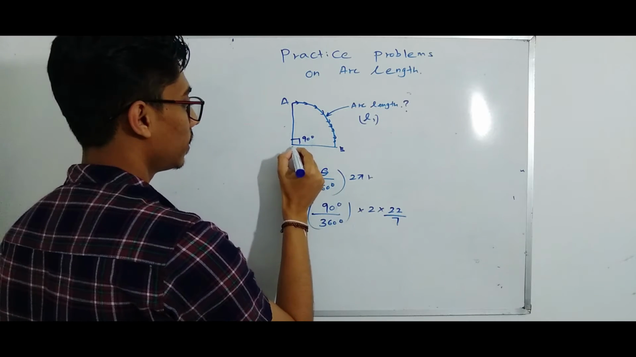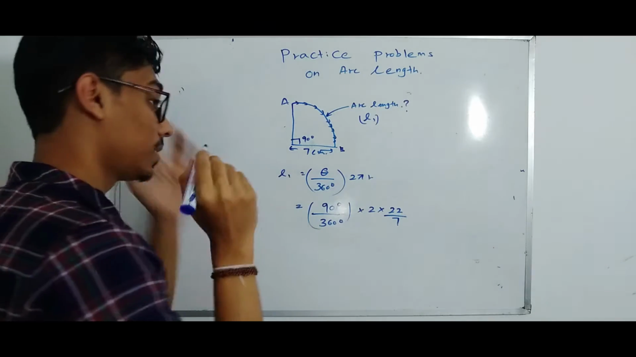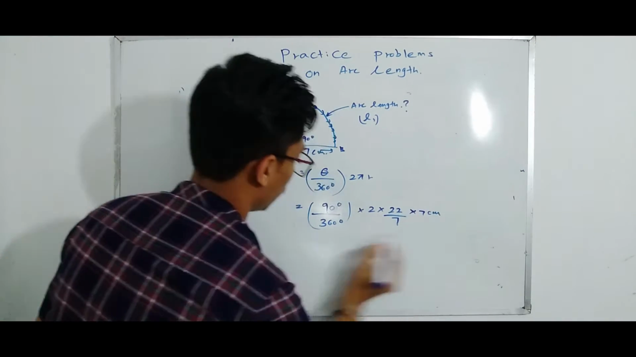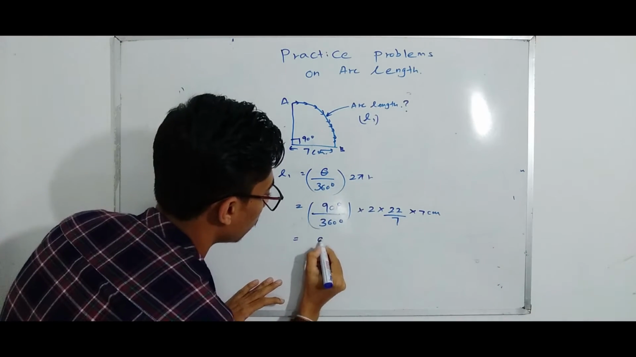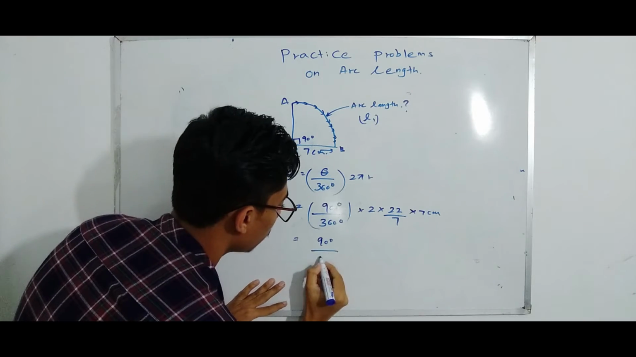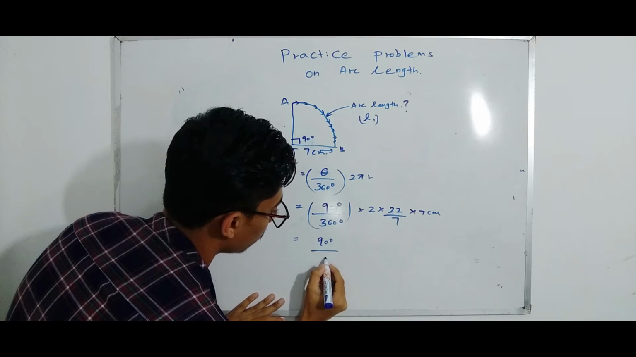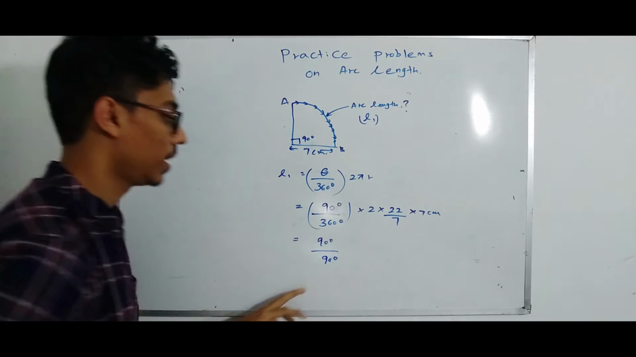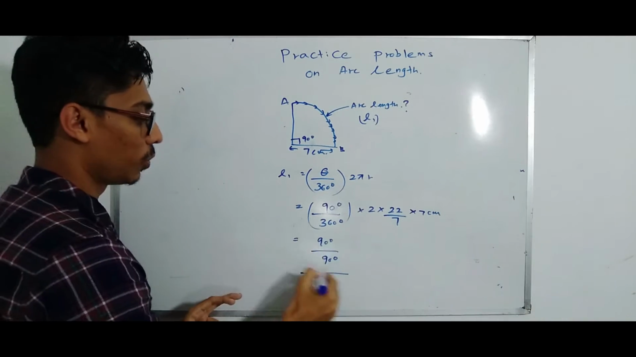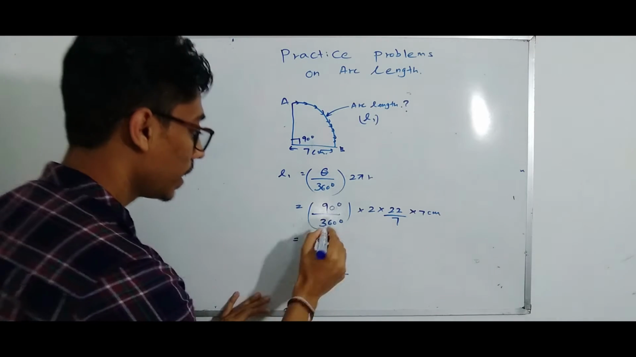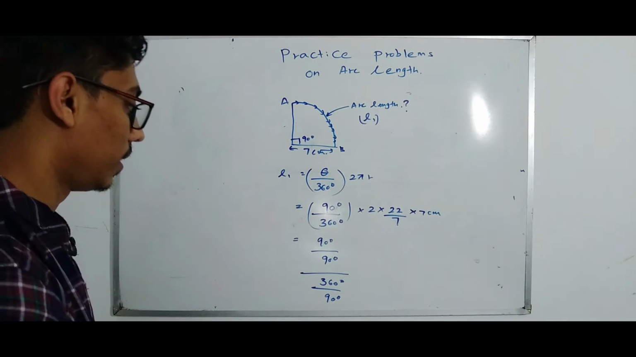I forgot to mention the radius, sorry for that. I can use this again as 7 centimeters. You can take anything, but in this instance I use 7 centimeters. I can divide 90. Let me show how to divide this. You have the fraction here. I divide the numerator by 90 degrees, and then I divide the denominator by 90 degrees. So this is how you divide it.